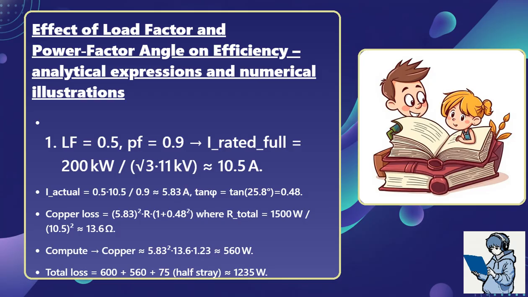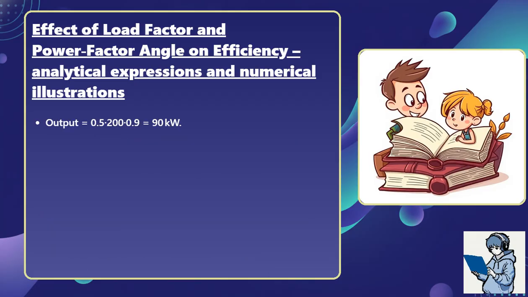Total loss equals 600 plus 560 plus 75, the half stray, approximately 1,235 watts. Output equals 0.5 times 200 times 0.9, which is 90 kilowatts. Efficiency eta approximately 90 divided by 90 plus 1.235 equals 0.986, which is 98.6%.